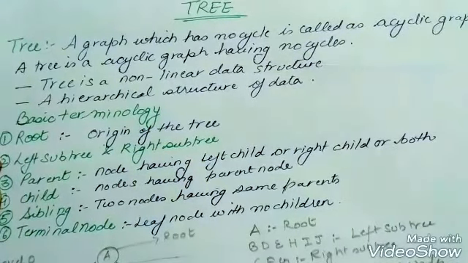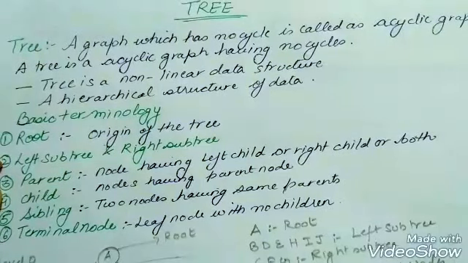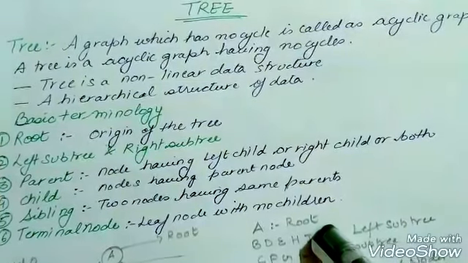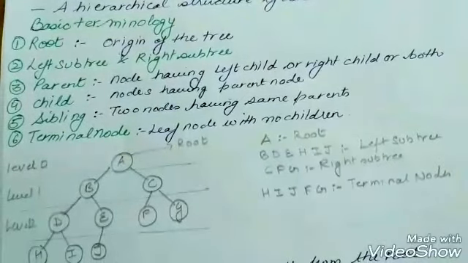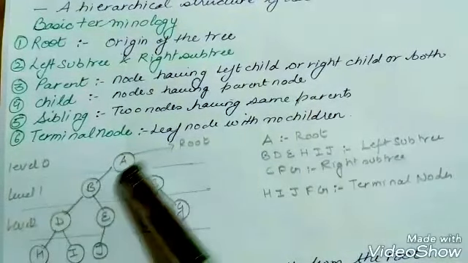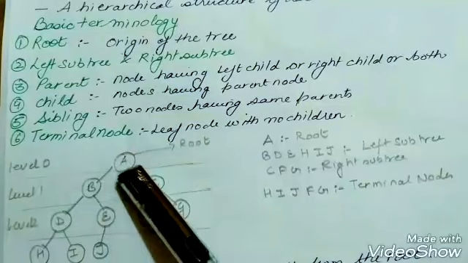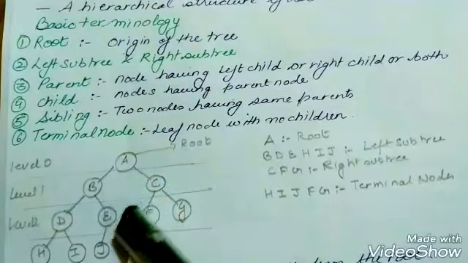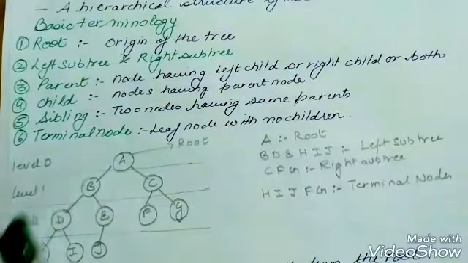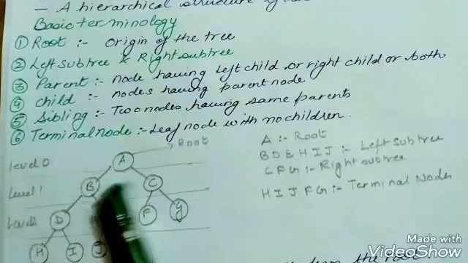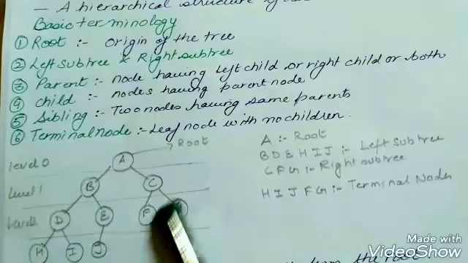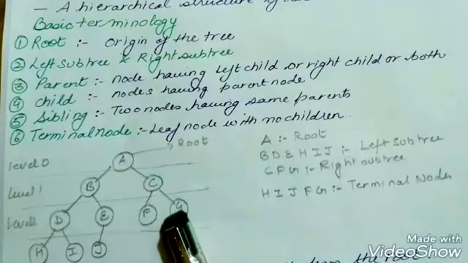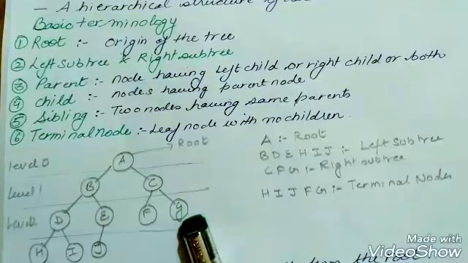Every tree has a root, which is the origin of the tree, from where the tree begins, fine? After that we have a left subtree and a right subtree. Suppose we have a tree here, right? This A is the root, the origin from where the tree begins. The nodes present on the left-hand side of the root make the left subtree, and the ones on the right-hand side of the root make the right subtree.